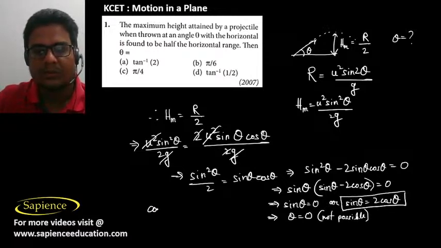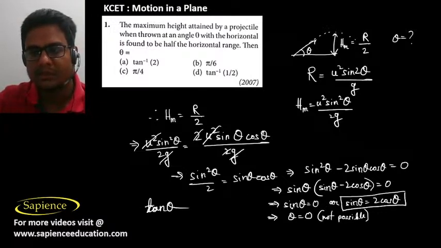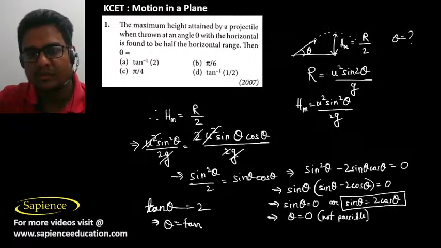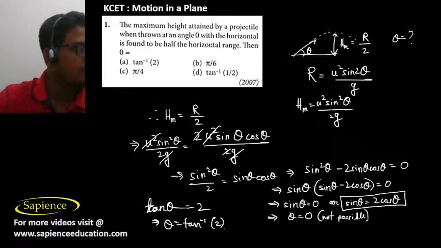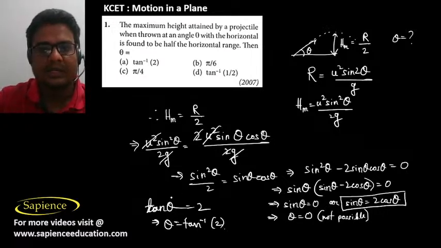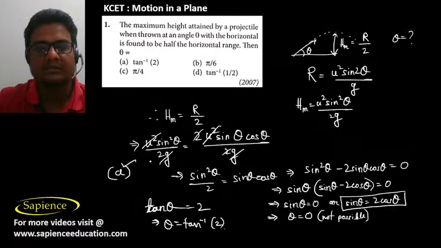So 2 cos theta is sine theta, therefore tan theta, sine theta by cos theta, is equal to 2. So theta will be equal to tan inverse 2. Therefore theta equal to tan inverse 2 is the required value. So option A is the correct answer.